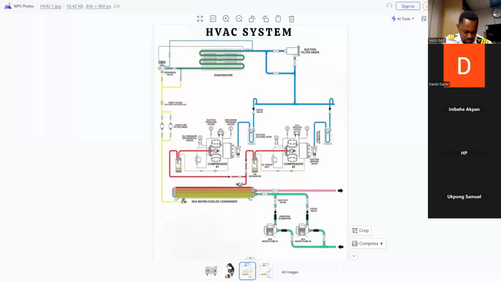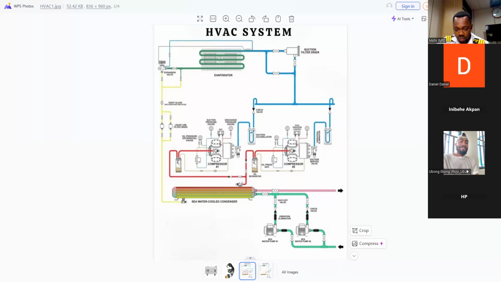So please, I have a question, sir. Push ahead. Let's make it interactive. Okay, sir. My question is not particularly about AC, it's about a reefer compressor. The reefer compressor on board here in my vessel, I'm a cadet, sir.